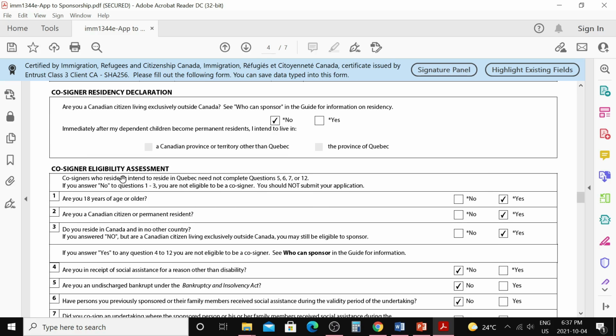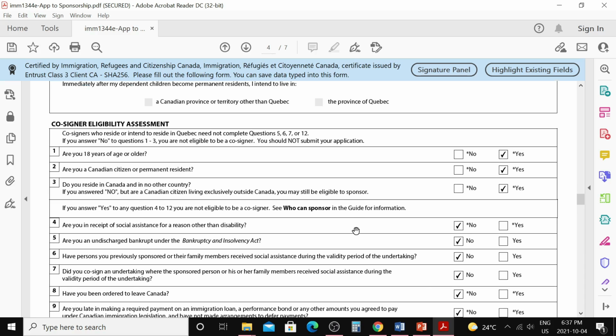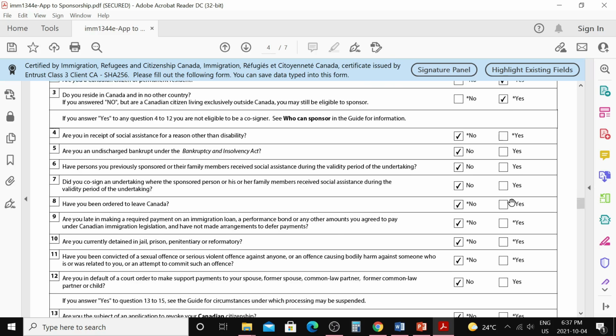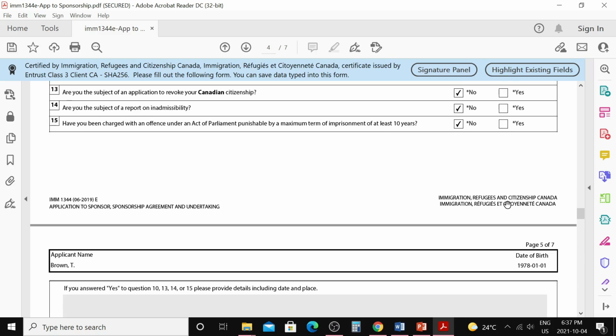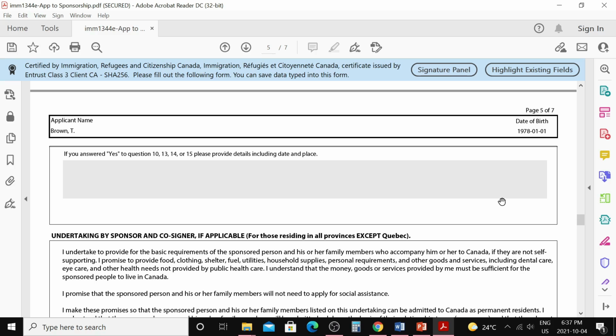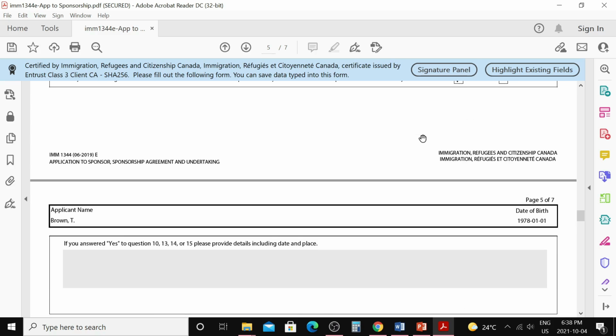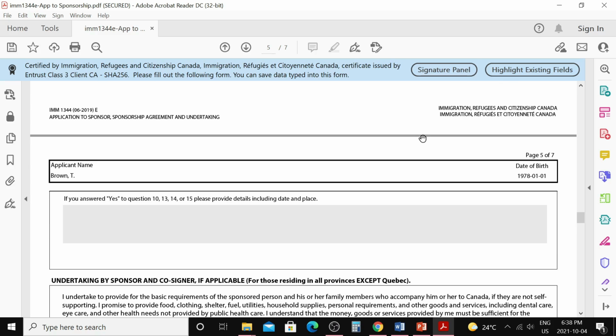And the co-signer's eligibility assessment, same, you need to answer these questions very clearly. First 3 questions you need to answer yes, it should be yes. I will not say that you need to, because you need to read the question and answer accordingly. And again, other questions will be no in many of the cases. Just read these questions carefully and answer them. If any one question is yes, you need to provide the explanation here.